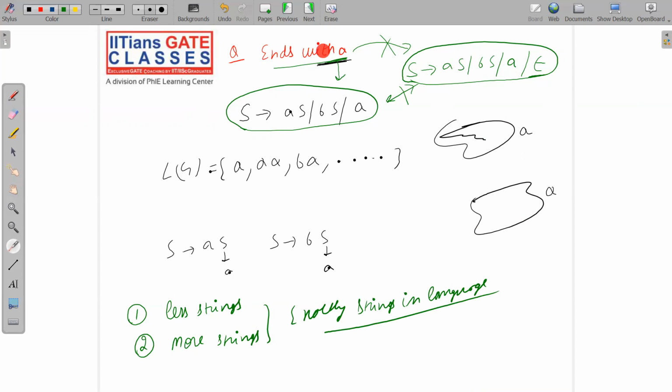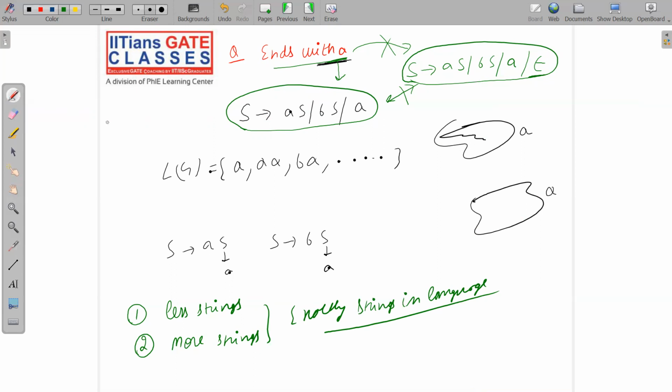Why is this grammar not for this language? Because this grammar is generating an extra string, that is null. Null is not in this language, hence this grammar is not valid for this language. I hope I have made the point clear. So these two are not equivalent grammars.